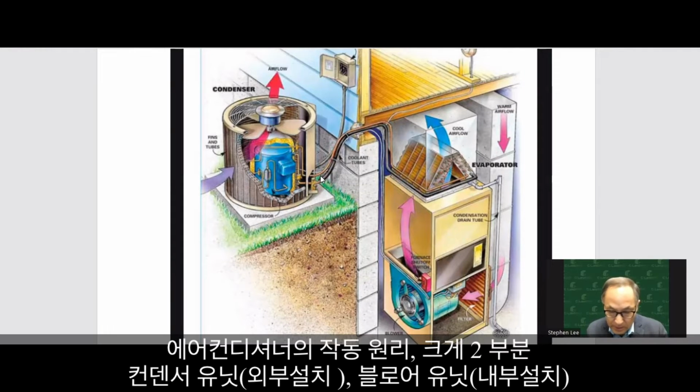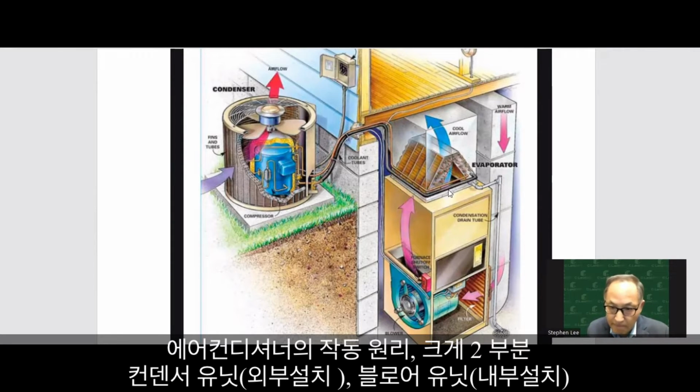The refrigerant, like we typically used to use Puron gas. When you say Puron gas, that's refrigerant. Anyway, the refrigerant is compressed through here and then comes to the evaporator.